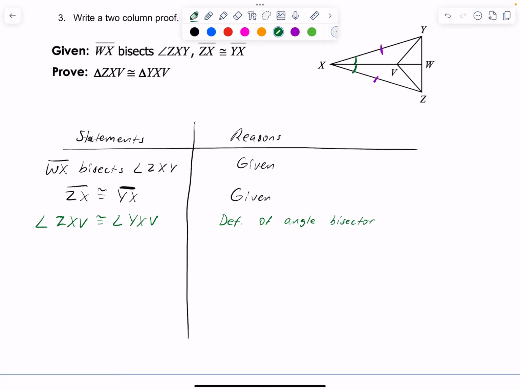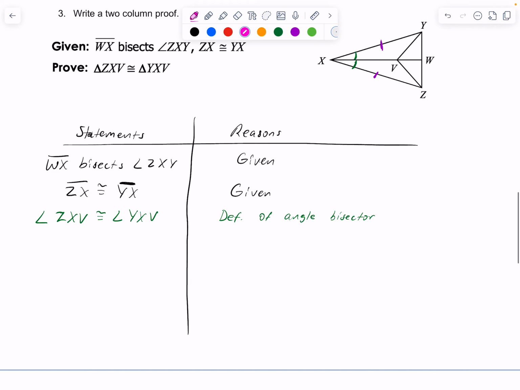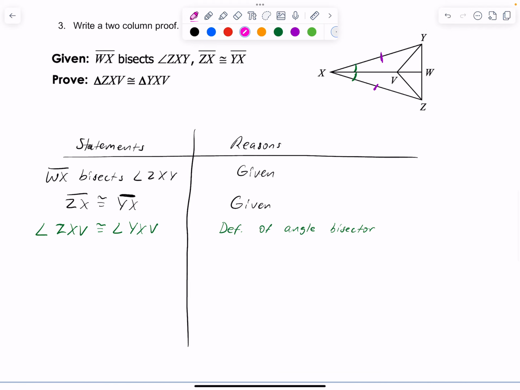Okay, now what you probably notice, hopefully you notice from doing lots of these, is that these 2 triangles, which I'm trying to prove, right? Always check out that proof. I'm trying to prove ZXV and YXV are congruent, and they actually share a side length. They share this one right here, which is XV. So using the reflexive property, I can say that those are congruent. So the reflexive property of congruence.